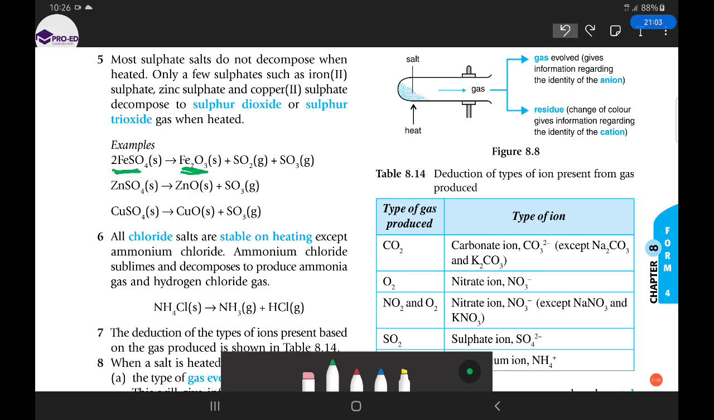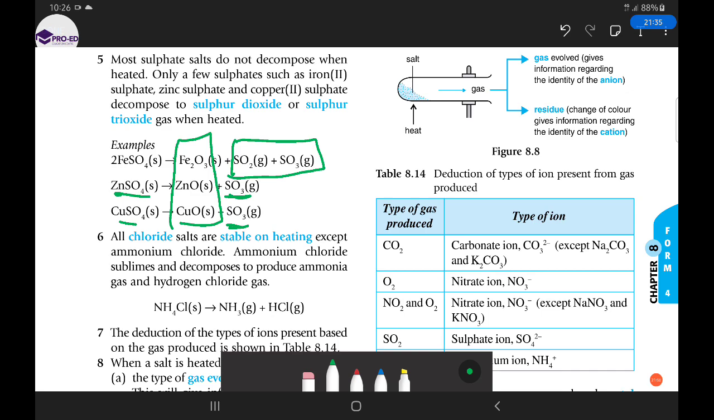Why is it a special case? Because it produces both sulfur dioxide and sulfur trioxide together. The others, for instance, zinc sulfate, will break down and only produce sulfur trioxide gas. Copper sulfate, when you heat it up, it will only produce what? Sulfur trioxide gas. And they all produce a metal oxide along with it. But the way we identify it is by looking at the gas. So if anything has sulfur dioxide or trioxide gas, then we know it is definitely a sulfate salt.